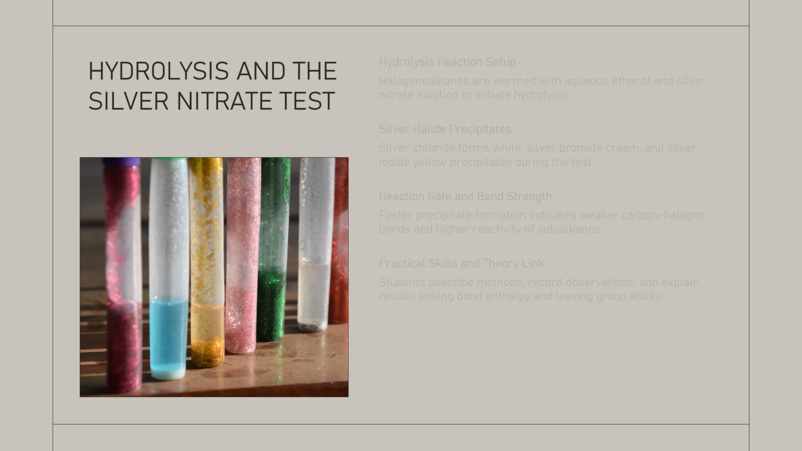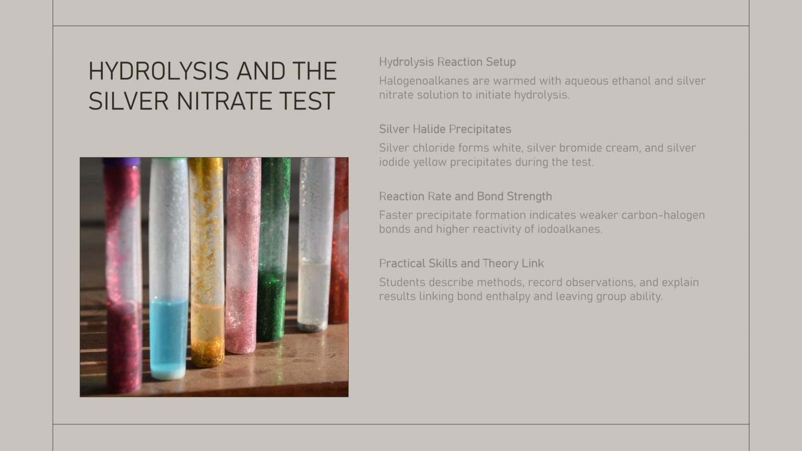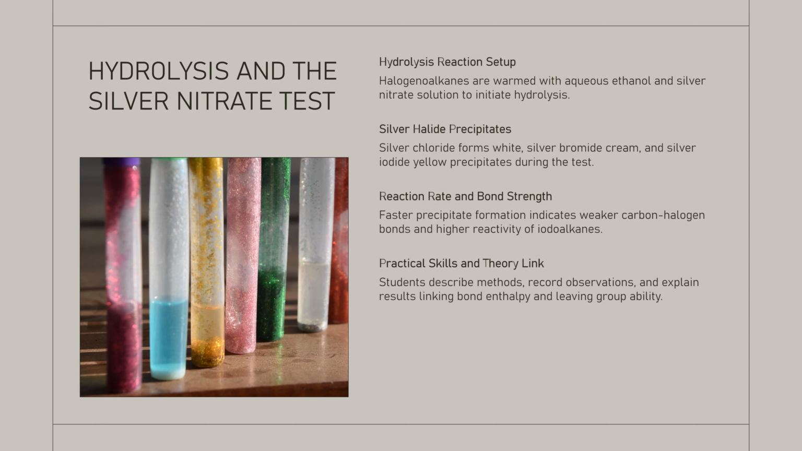The hydrolysis of halogenoalkanes provides experimental evidence for trends in reactivity. In this test, halogenoalkanes are warmed with aqueous ethanol and silver nitrate solution. As hydrolysis occurs, halide ions are released and react with silver ions to form silver halide precipitates. Silver chloride forms a white precipitate, silver bromide forms a cream precipitate, and silver iodide forms a yellow precipitate.